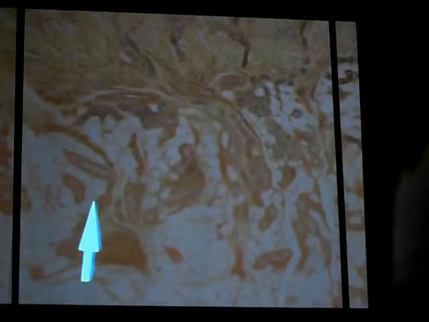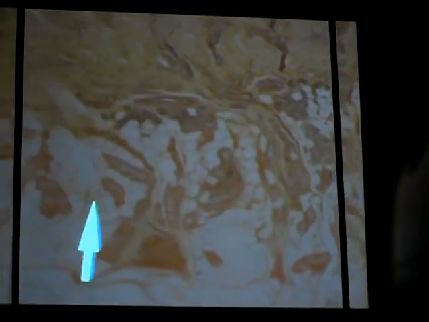You see a lot of the Pacinian corpuscle. Yeah, I have a slide with that I'm going to show you.